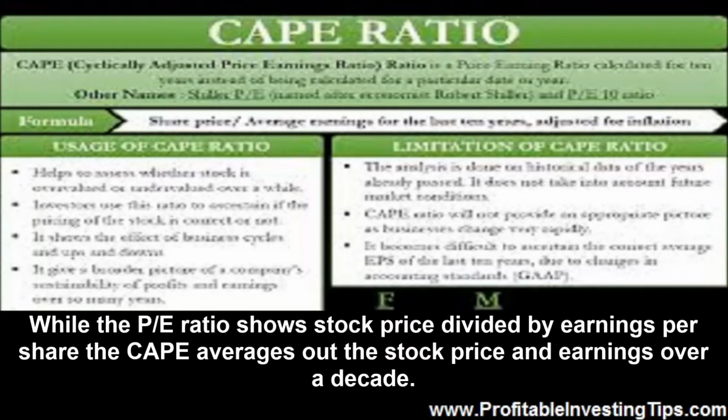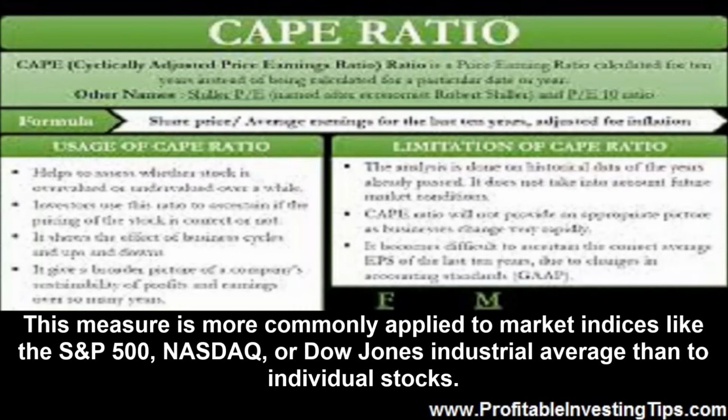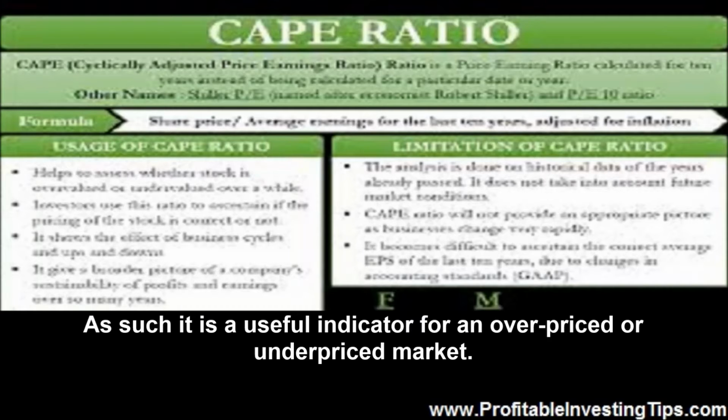While the PE ratio shows stock price divided by earnings per share, the CAPE averages out the stock price and earnings over a decade. This measure is more commonly applied to market indices like the S&P 500, Nasdaq, or Dow Jones Industrial Average than to individual stocks. As such, it is a useful indicator for an overpriced or underpriced market.